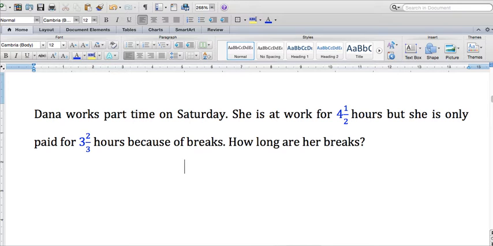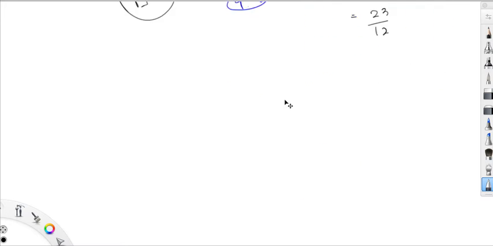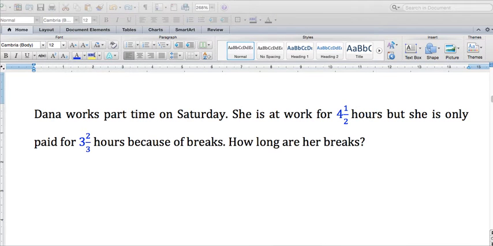So now we're going to go, okay, what is the difference between those two? And that must be her breaks. So you're going to go 4.5 minus 3 2/3, because that's all she's paid for. So the difference between these two must be her break. So we have to minus them.